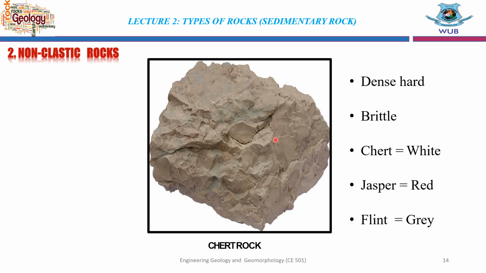This is another example of non-clastic rock, chert rock. Okay, dense, harder, it's very dense, but brittle. Brittle means having some special characteristics. A material is brittle if, when subjected to stress, it breaks with little elastic deformation, without significant plastic deformation. Brittle materials absorb relatively little energy prior to fracture. Even those of high strength, breaking is often accompanied by a snapping sound. Chert means white, jasper means red, and flint means gray.